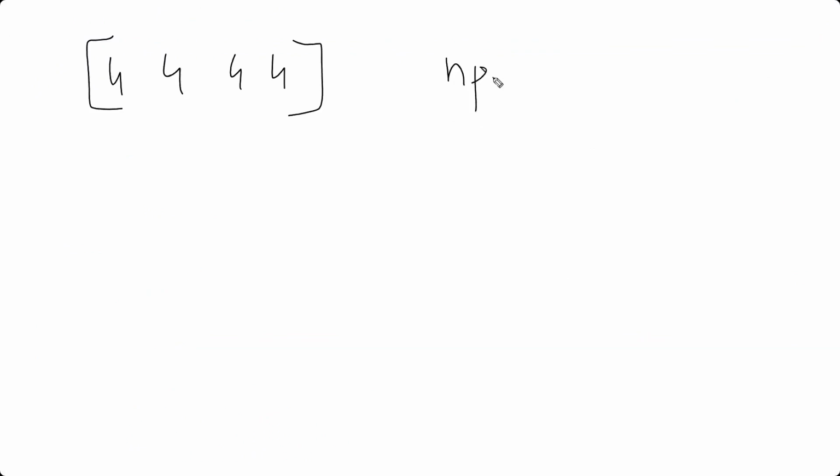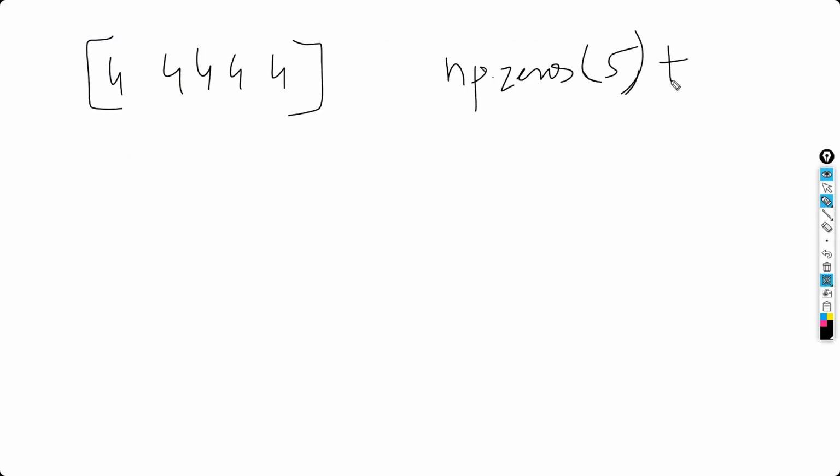Now, the point is like this. Sir, I want everything filled with the same number. Then what do you have to write? Code. What is the code? np.zeros. How many fours do you want? 5 fours, I want 5. Okay. Plus, with what value do I have to add?